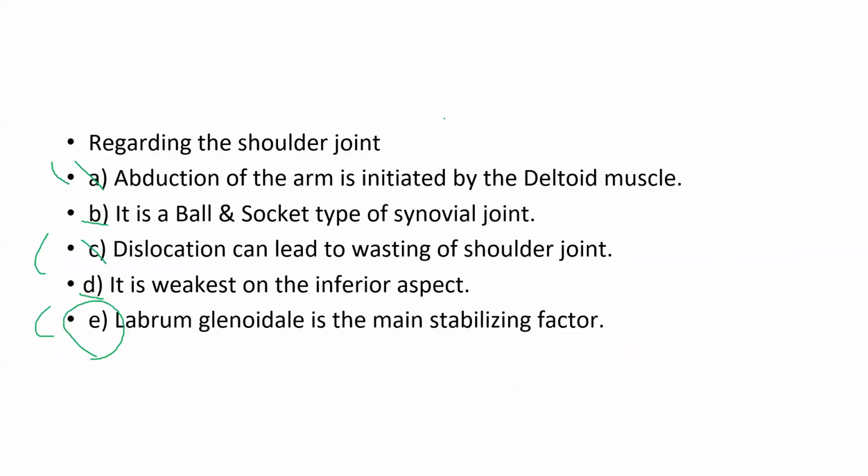So this is an example, regarding the shoulder joint. Now they will question you regarding various parts of the shoulder joint, so you have to be ready with that. Abduction of the arm is initiated by the deltoid. This looks correct, but it isn't. If you are not sure about this one, leave it. Part A, you are going to leave.